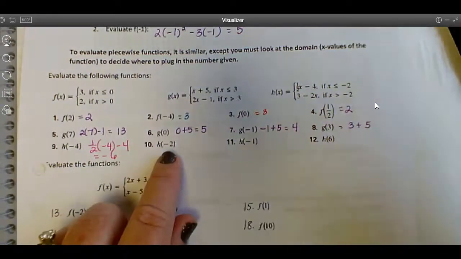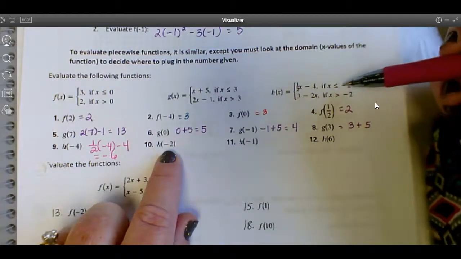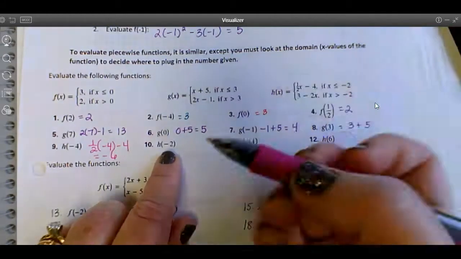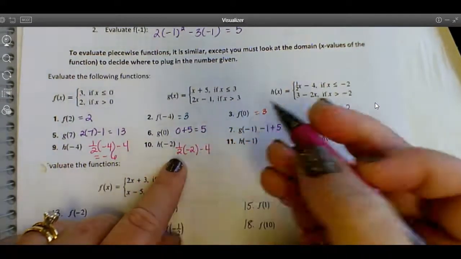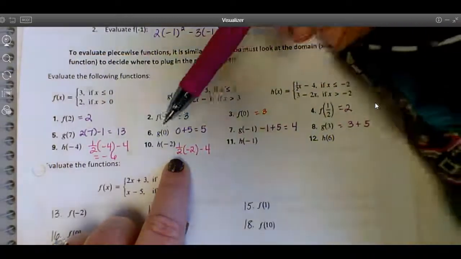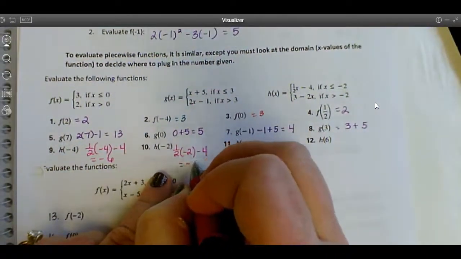Alright, this one says negative 2. Negative 2 is equals. So that means it's going to go on this one. So we'll have 1/2 times negative 2 minus 4. So that'll be negative 1 minus 4, which is negative 5.